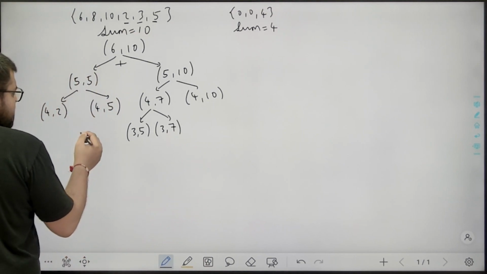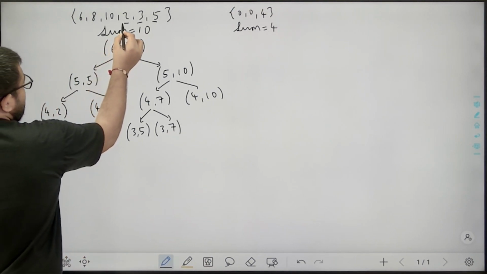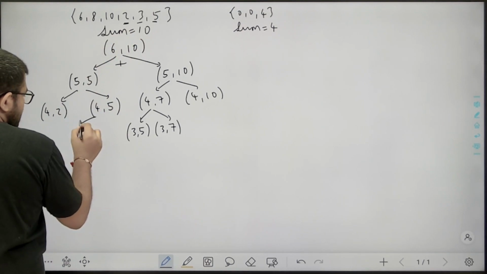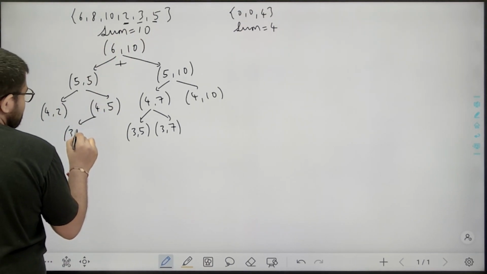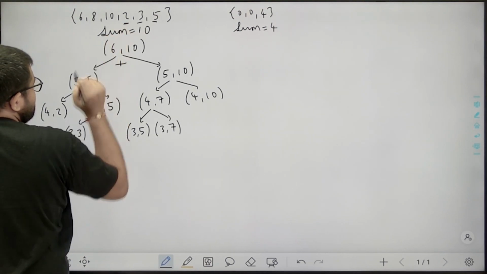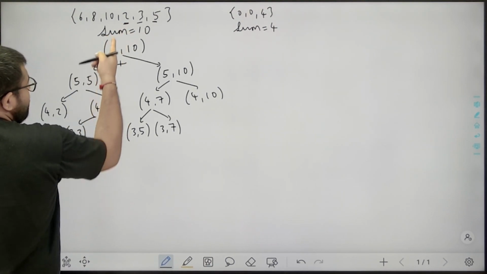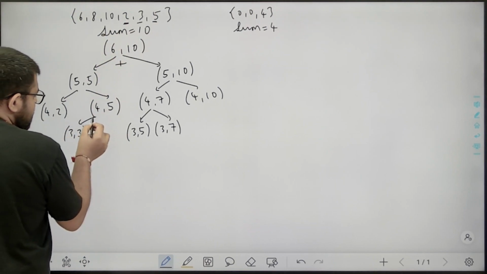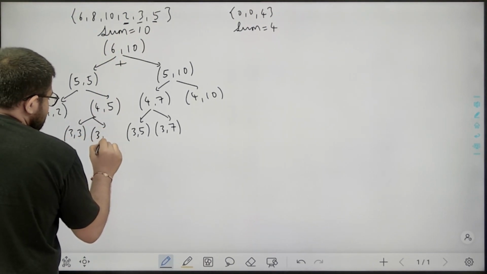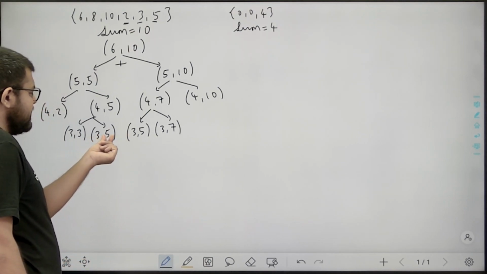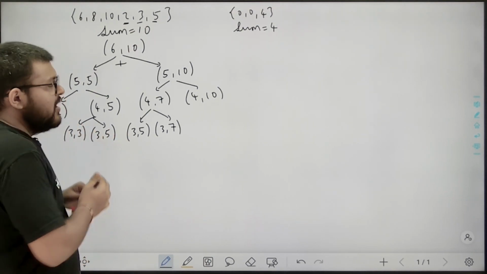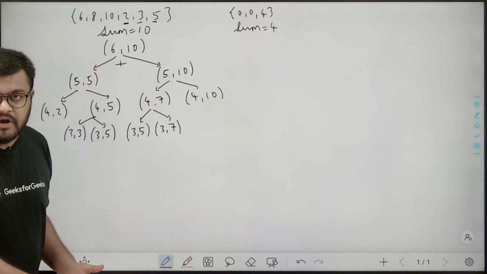Okay. If I expand this, then here also I will be talking about 2. So either I consider it: the number of subsets of the first 3 elements whose sum is equal to 3, because I considered 2, so out of 5 minus 2 the remaining sum would be 3. Or I do not consider it, so this will become 3 comma 5: the number of subsets of the first 3 elements such that their sum is equal to 5. And in this way the whole recursion will be called, right?